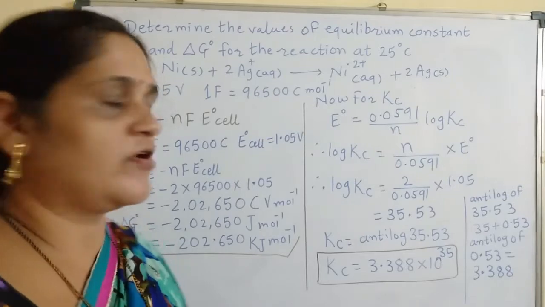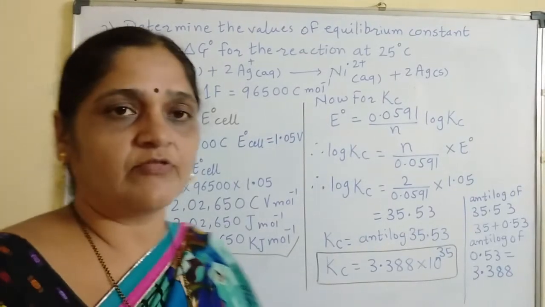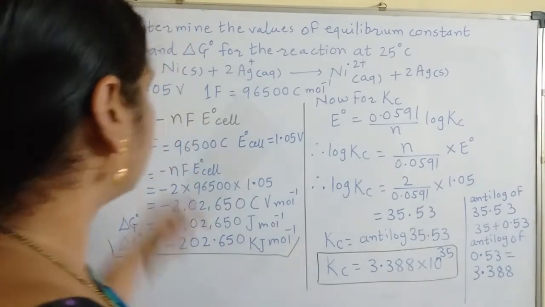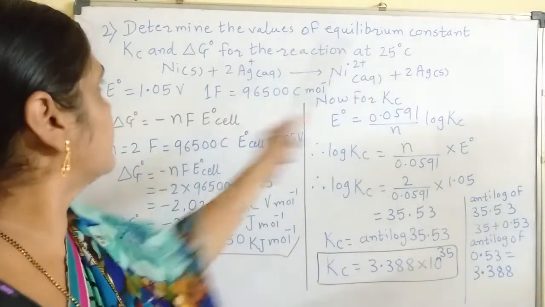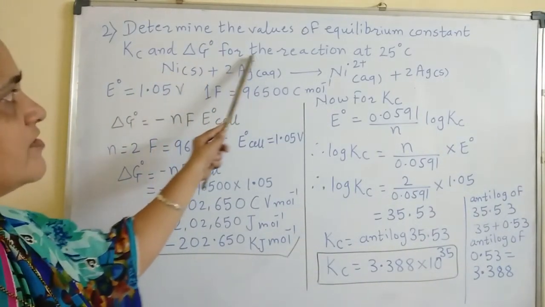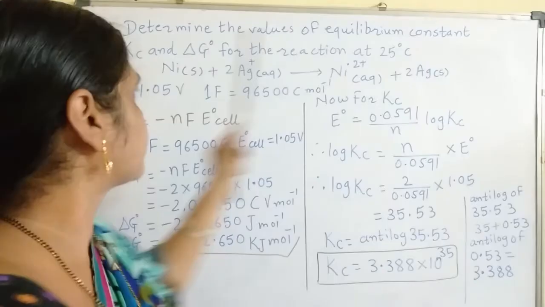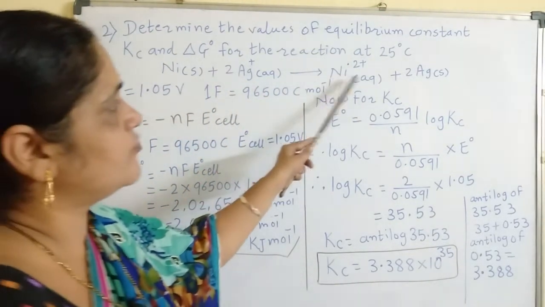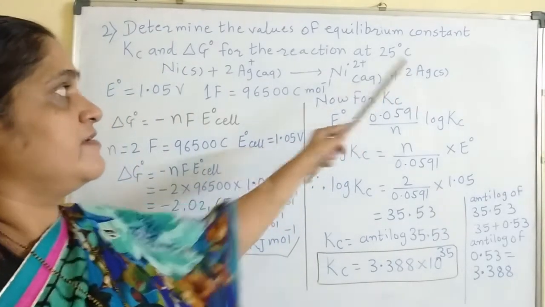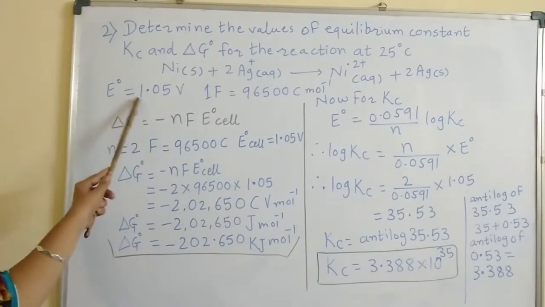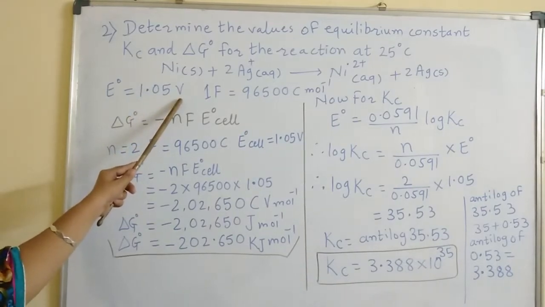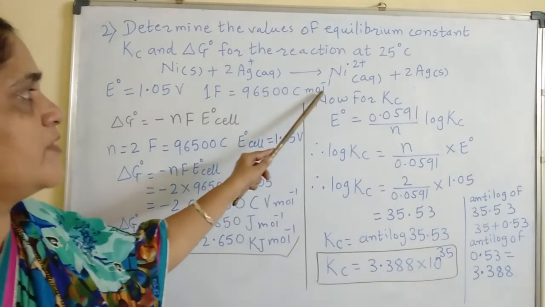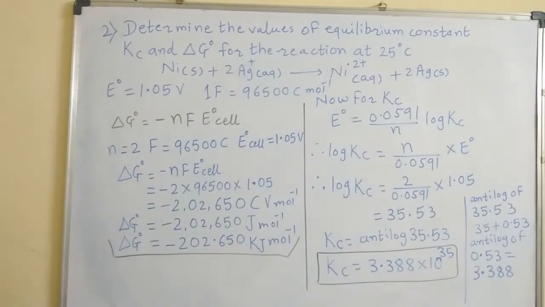Now second numerical for calculation of delta G value, that is gives free energy change as well as equilibrium constant Kc. So here determine the values of equilibrium constant Kc and delta G naught for the reaction at 25 degrees Celsius. The reaction is given: Ni(s) plus twice Ag plus (aq) gives Ni2 plus (aq) plus twice Ag (solid). Now E naught is equal to 1.05 volt, given 1 Faraday is equal to 96,500 coulomb per mole. In this way the values are given.